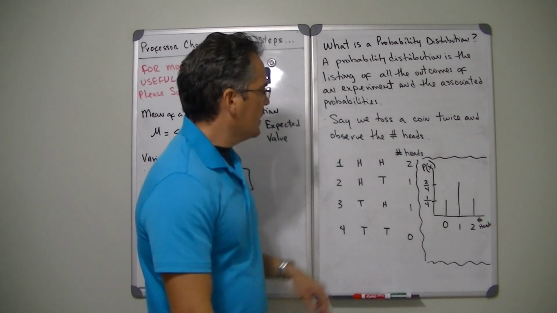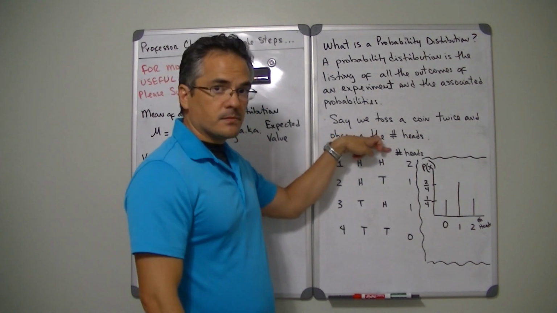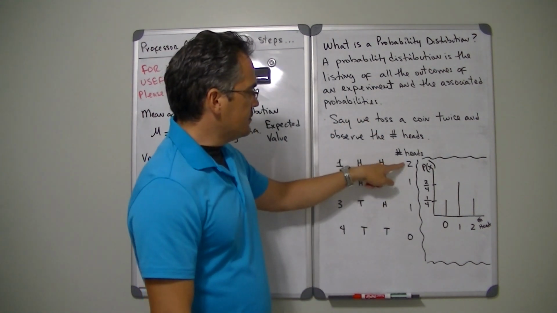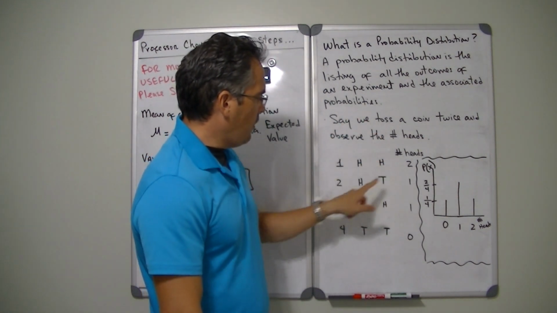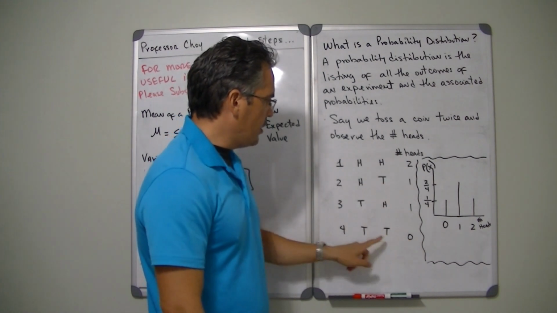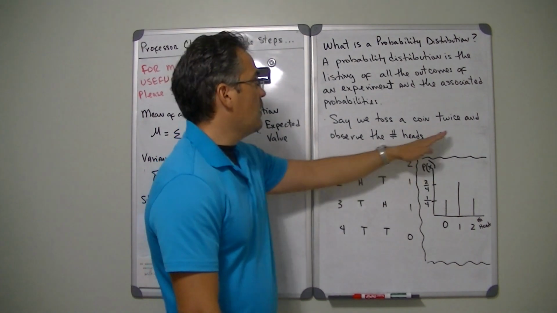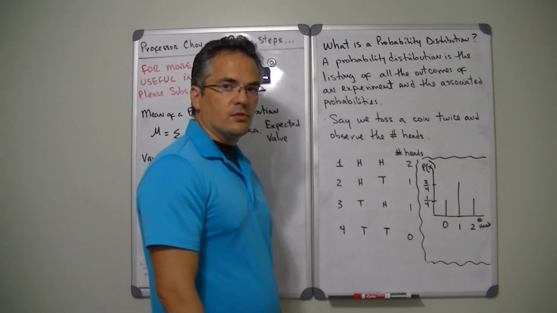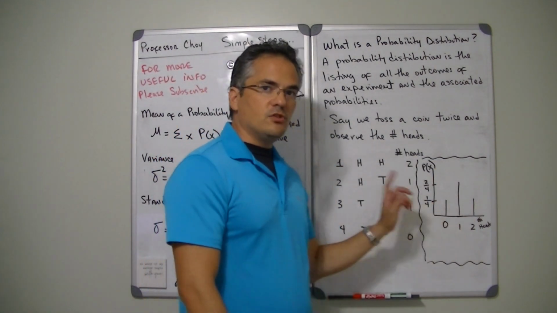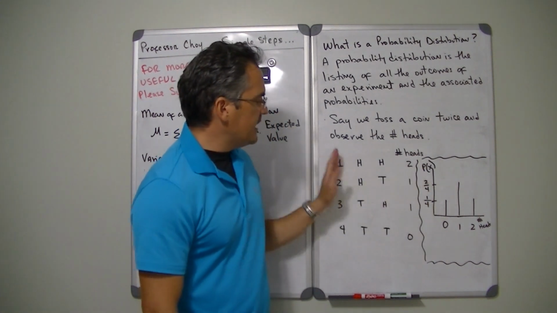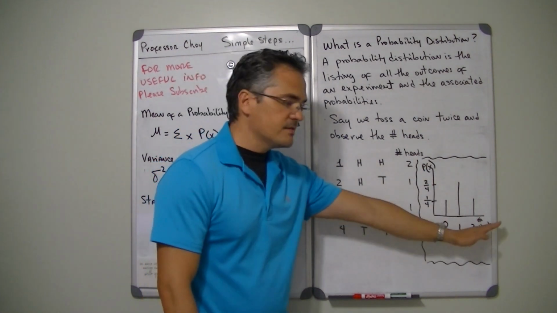And those are basically the listing of all the outcomes of this particular experiment of tossing a coin twice. Alright, now, what is the number of heads? Well, I could get either two heads, I could get one head, or no heads at all. And what we have here is what we call the probability distribution. The probability distribution is basically when you take this and you put it into a graph.